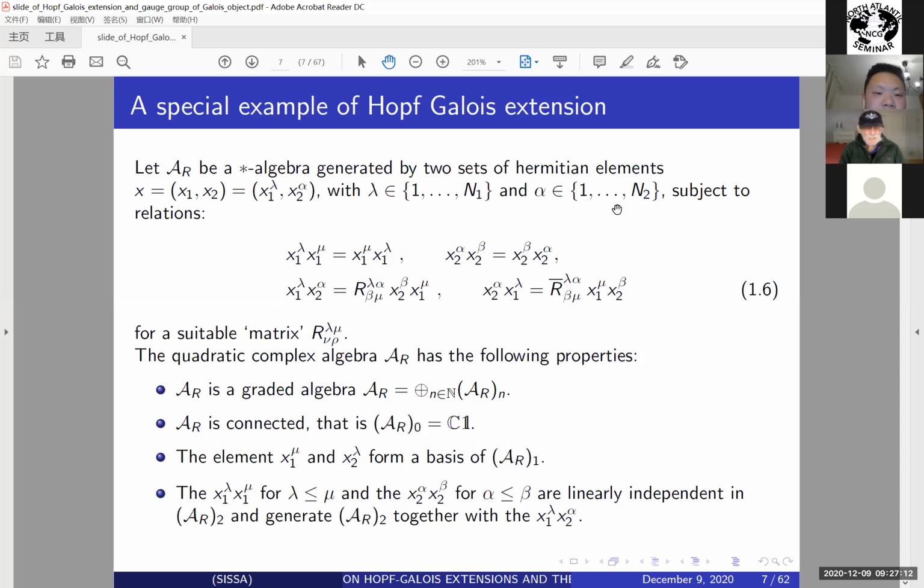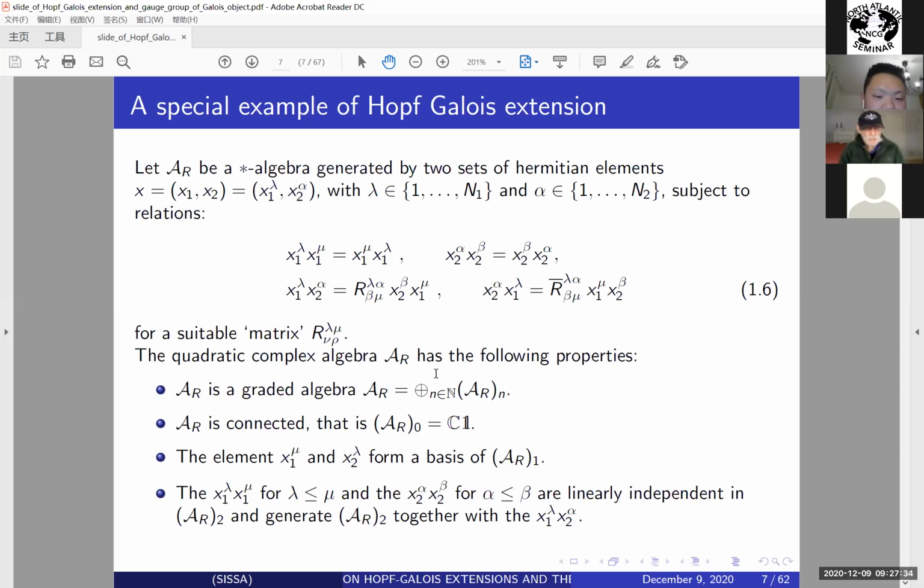They satisfy the commutation relations in 1.6, that is, x1 commute with themselves, and x2 commute with themselves too, but x1 and x2 commute up to an R matrix. And this quadratic complex algebra has the following properties.